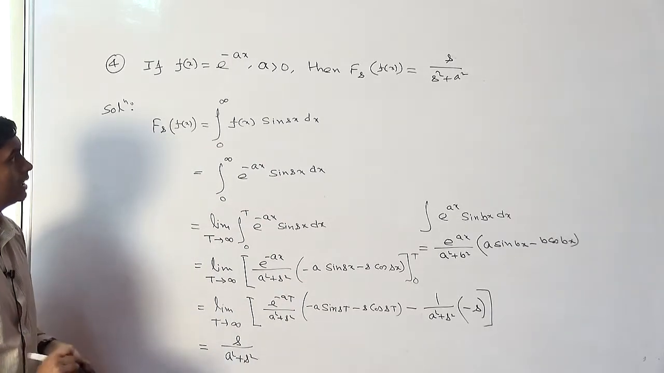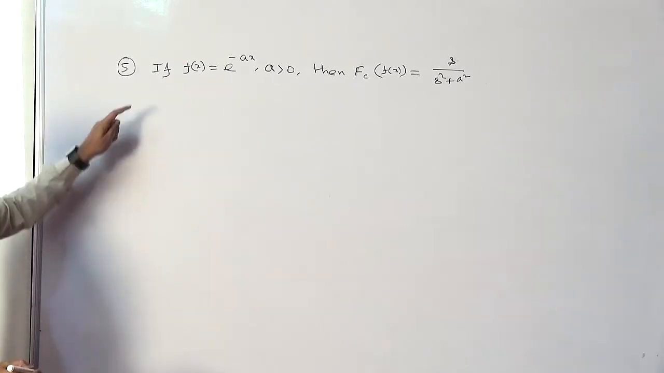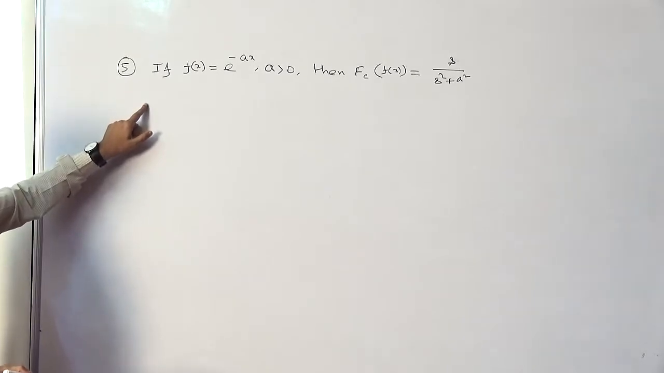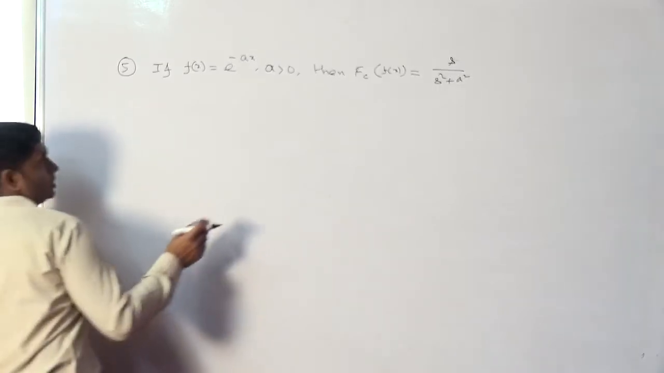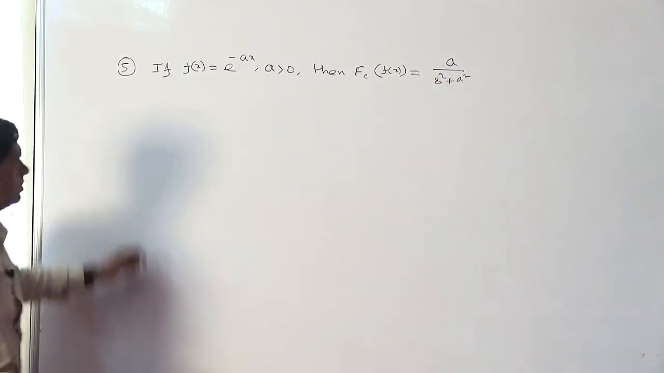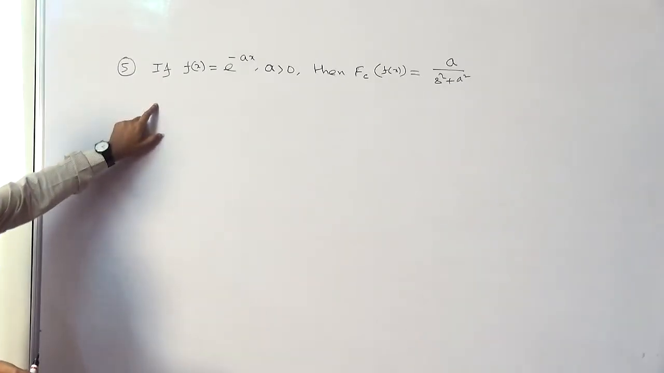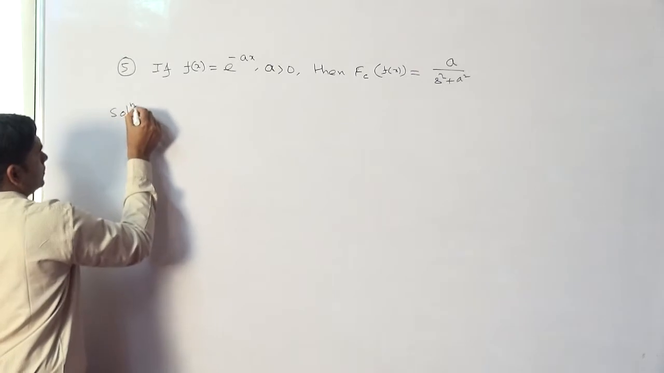Now we go for the next Fourier transform. This is the same function f(x) is e to the power minus ax, a is positive, and the Fourier cosine transform of the function f(x) is a/(a squared plus s squared). Okay, so this is not s, so this is a over. So the Fourier cosine transform of this function f(x) is a/(a squared plus s squared). So let us solve this one also.